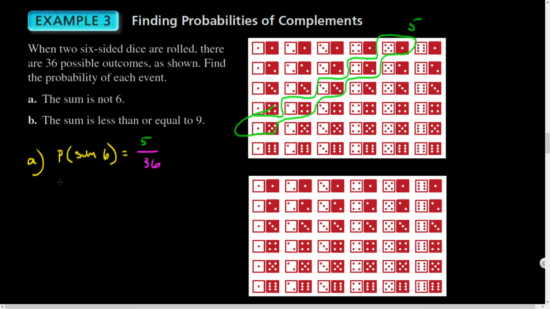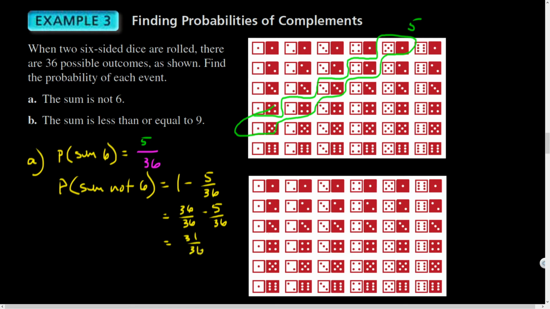Then the probability of sum not 6, I could have denoted by 1 minus 5/36, which, by the way, is the same as 36 over 36 minus that, right? Common denominator and all that. Yep. And so 31/36 would be the probability of not having a sum of 6, which, by the way, is equal to 86.1 repeating percent.